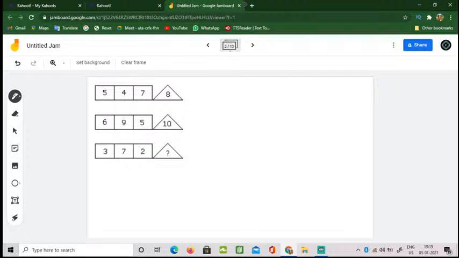If you see the first row here, if we add 5 plus 4 plus 7 and divide it by 2, we get 8. Okay. And in the second row, if we add 6 plus 9 plus 5, we get 20, and if we divide that by 2, we get 10.